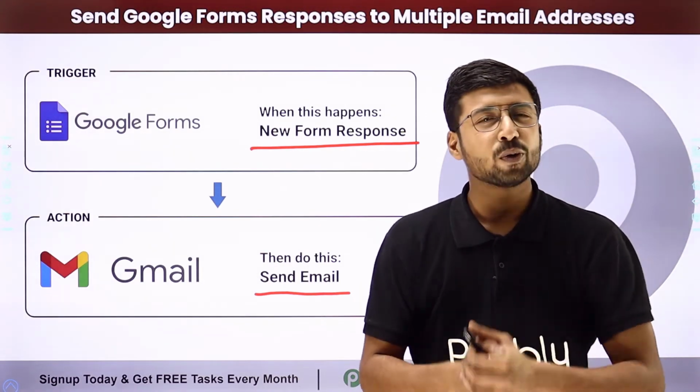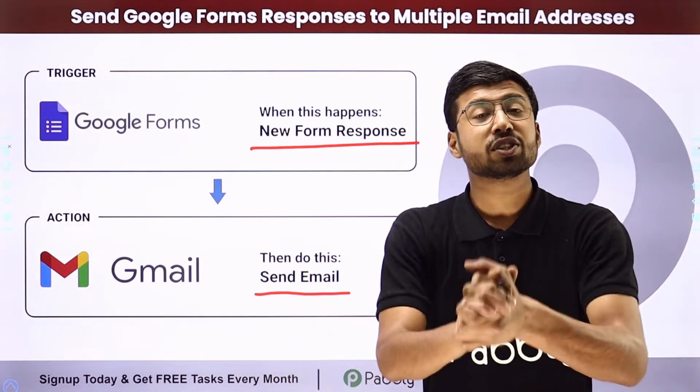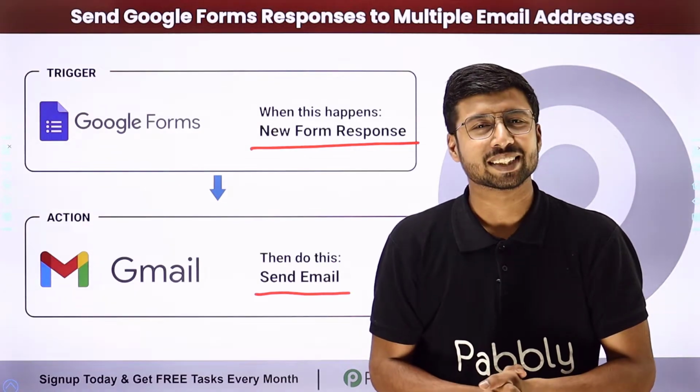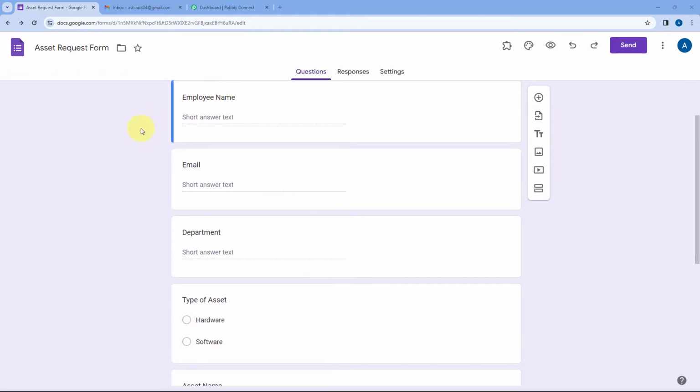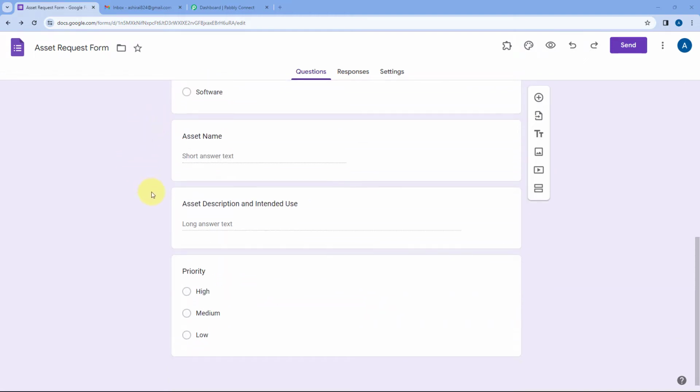Now, if you want to know how you can set up this automation, you just have to come with me to my screen. So as you can see, this is the Google form which I have created. This is an asset request form. Whenever any of my team members wants to request some kind of asset, they open this form, enter their details and make the form submission.